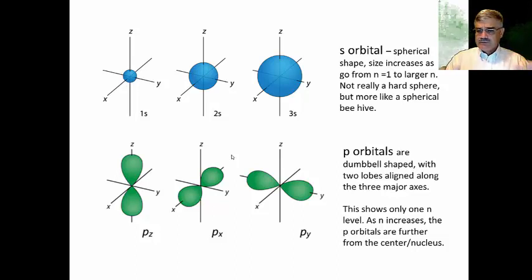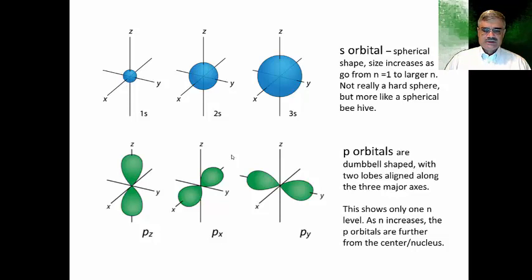I think after this slide and the next one, it'll clarify a great deal. The s orbitals are spherical orbitals. If you look at the top part, they're not hard spheres. They actually thin out from being close to the nucleus as you go out. But the only way we can easily represent them is by drawing them as a sphere.